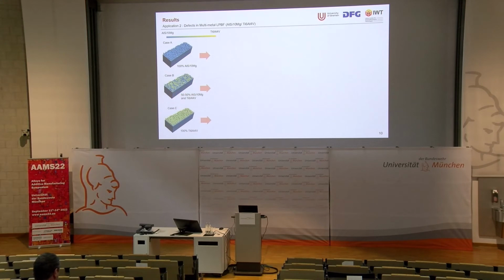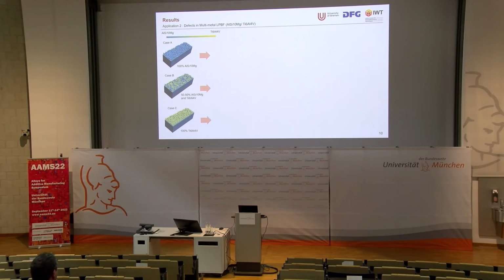In the second study, we basically wanted to simulate the formation of different defects during multi-metal LPBF. To perform these simulations, we chose two different materials. One is an aluminum alloy and the other is a titanium alloy, and we decided to go with three different powder configurations. In powder configuration A, there is 100% aluminum alloy over a substrate of aluminum alloy. In case B, there is a mixture of aluminum alloy and titanium alloy. In case C, there is 100% titanium alloy.